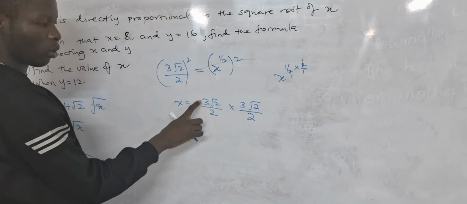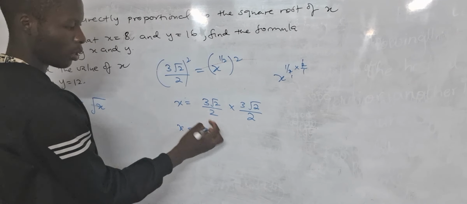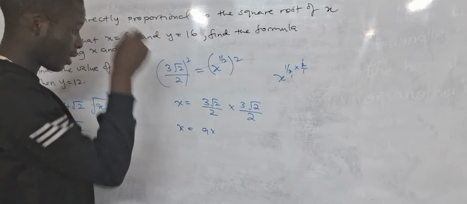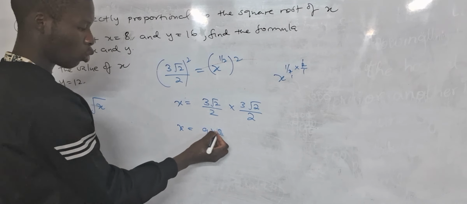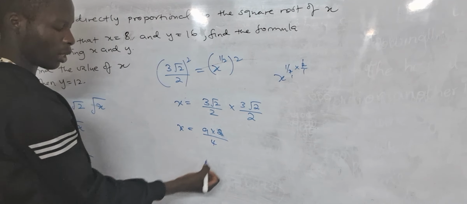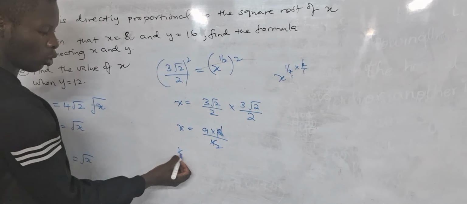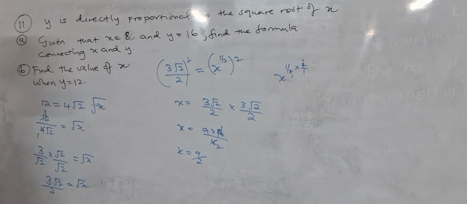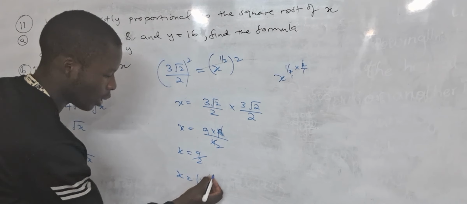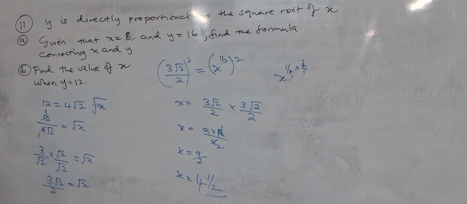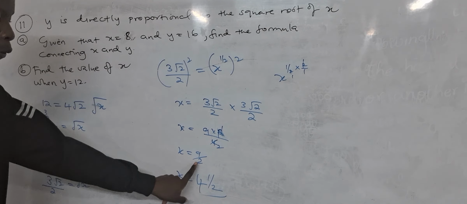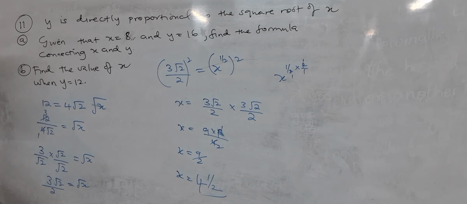So now x is equal to 3 times 3, this is 9, times root of 2 times root of 2. What is the answer? This is nothing but 2 divided by 2 times 2. This is nothing but 4. Okay. Now 2 here, 1, 2 here is 2. So x is equal to 9 divided by 2, which is equal to 4 wholes and a half. This is the final answer. Let's move on to question number 12 and take a break.